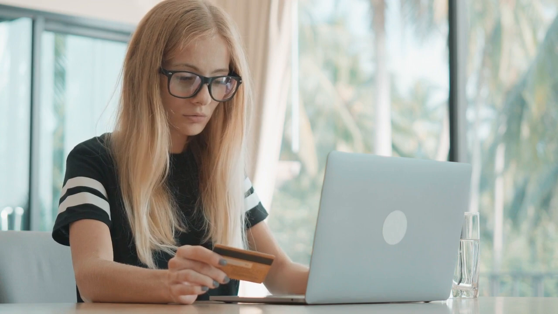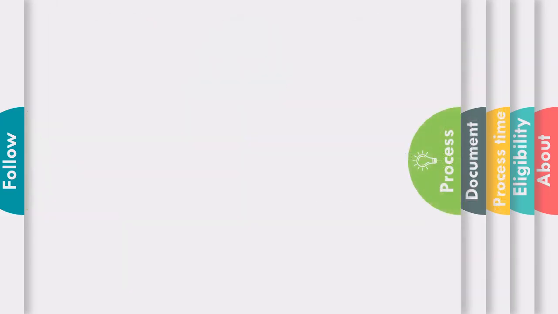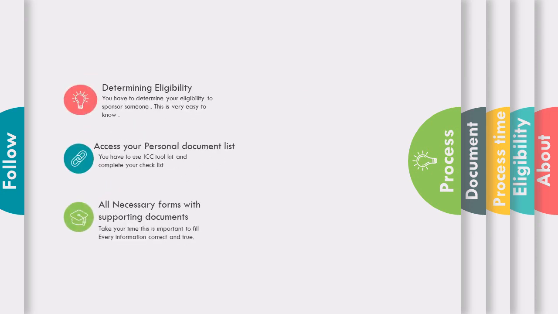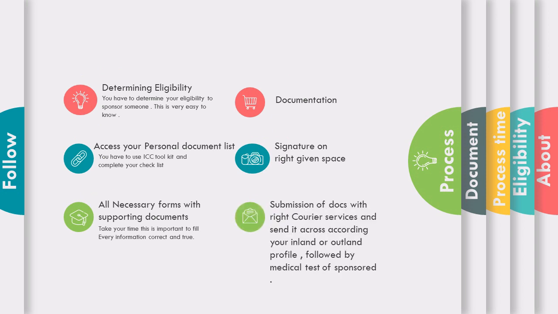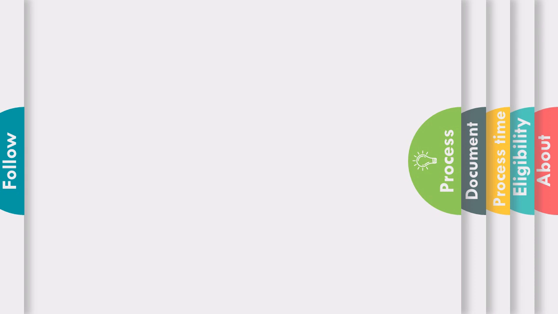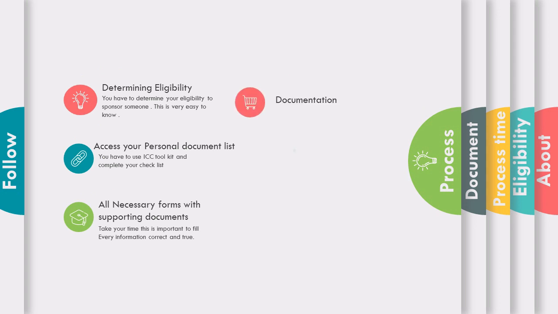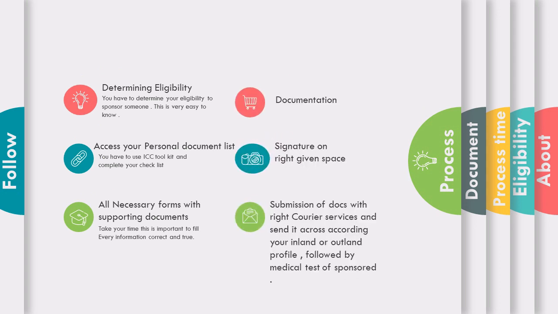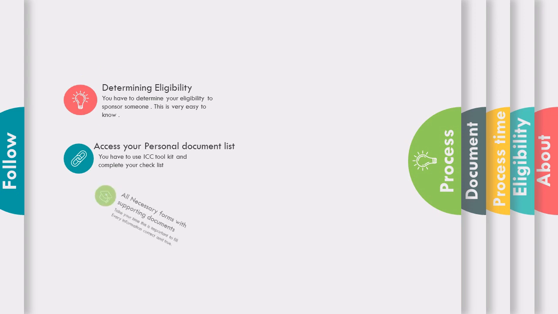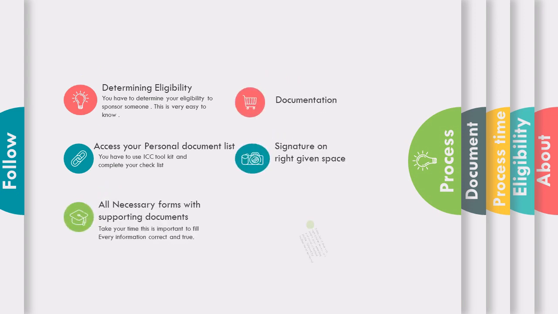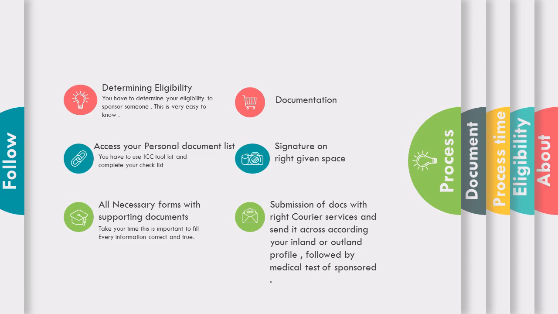Next step is the process. First of all, you have to determine your eligibility, that you are eligible to sponsor someone. Second, you can access your personalized document checklist, which is available on the website also. Third step is all necessary forms with supporting documents. You have to collect everything. Take your time to collect all these forms to make every piece of information very transparent and clear to the immigration officer. Rearrange all the documents and staple them or compile them in a file. For all this, you need at least 20 to 30 days.